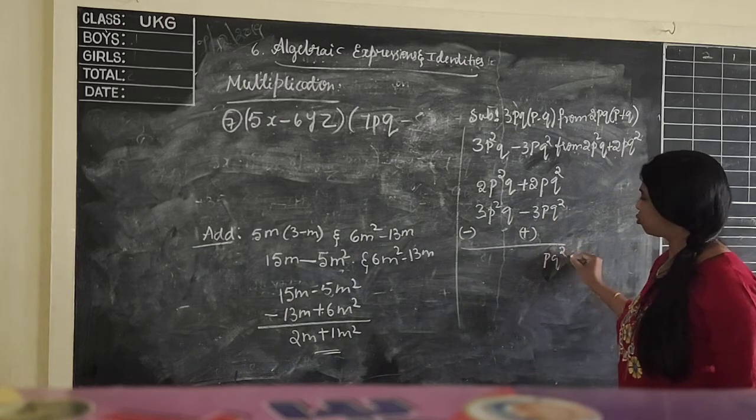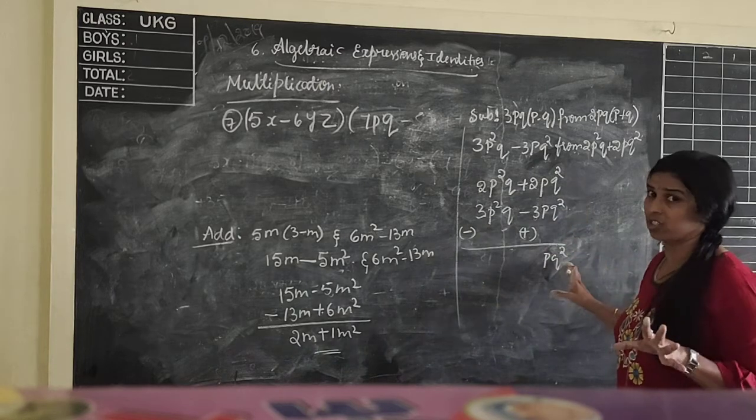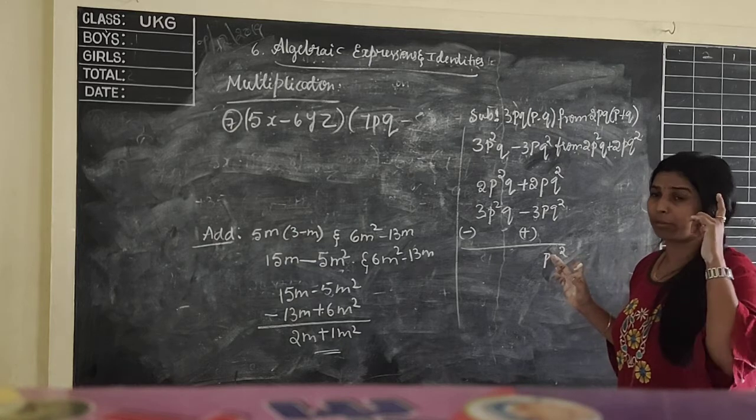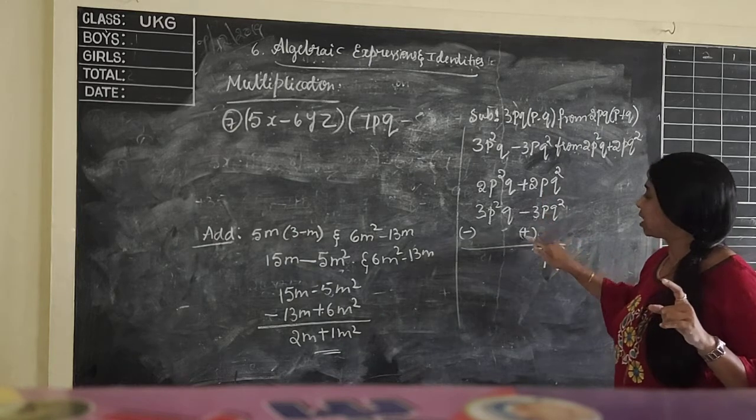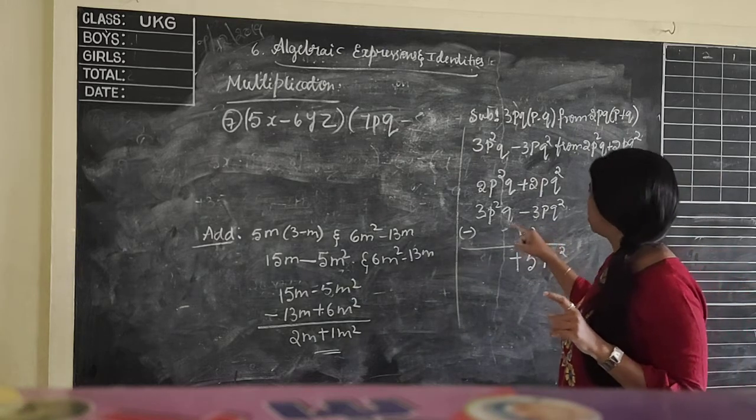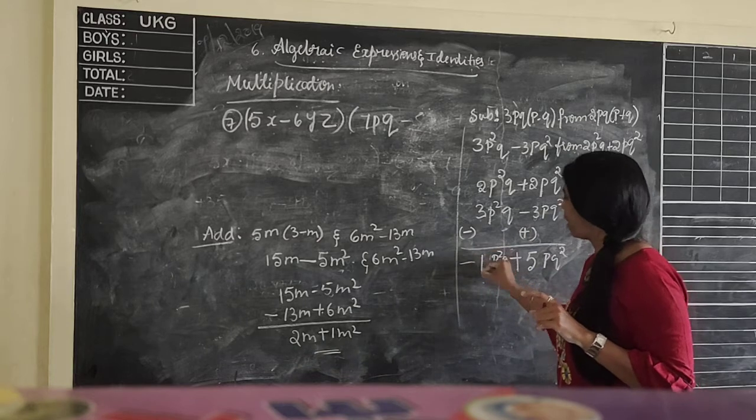Pq square. Don't touch the coefficient, as it is. In addition and subtraction, coefficient as it is. Don't add the power or subtract the power. That's only the multiplication, remember. 2 plus 3, change the sign, 5. Plus, this is plus. P square q. 2 minus 3, minus 1.